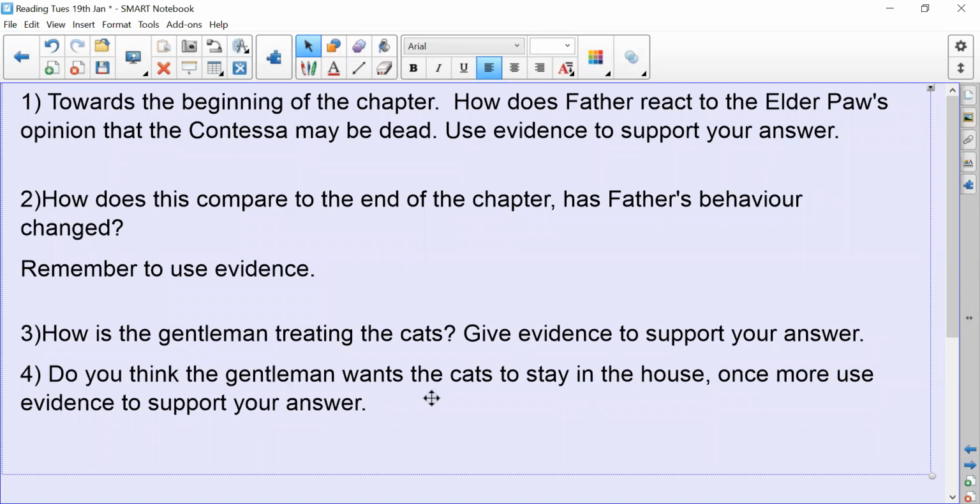So do you think the gentleman wants the cats to stay in the house? Once more, use evidence to support your answer. So treating the cats would be giving him the food. And then do you think the gentleman wants the cats to stay in the house? I'd go back to the place where it says he wanted to take them. So you could infer that he doesn't want them to stay. So I answered that question first, really, the other way around.